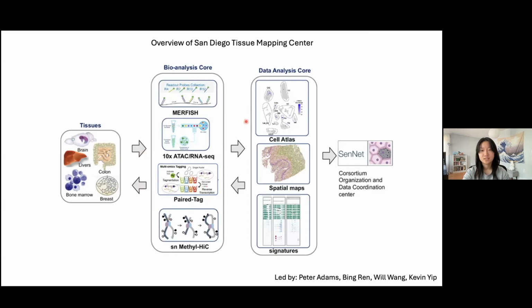And then it's sent to the data analysis core before it's given to us, where we get a list of genes that are involved in senescence. And those are the genes we knock out for functional analysis, but also can be used as validation for other techniques. So this is where I'm involved, and we'll use CRISPR to knock out these functional genes.